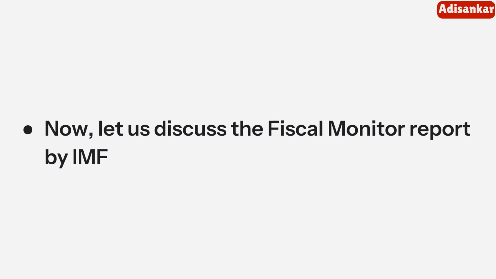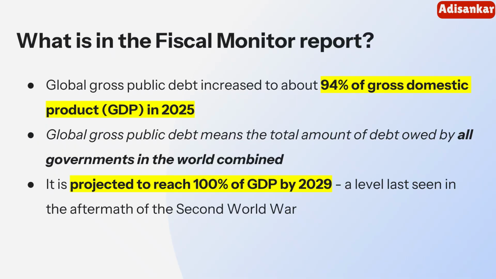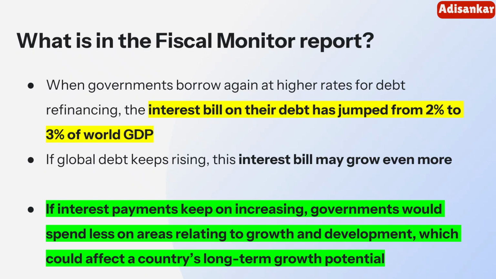Now let us discuss the Fiscal Monitor Report by the IMF. What is it saying? It is saying that global gross public debt increased to about 94% of the global GDP in 2025. Global gross public debt means the total amount of debt owed by all the governments in the world combined. It is projected to reach 100% of GDP by 2029, a level last seen in the aftermath of the Second World War.